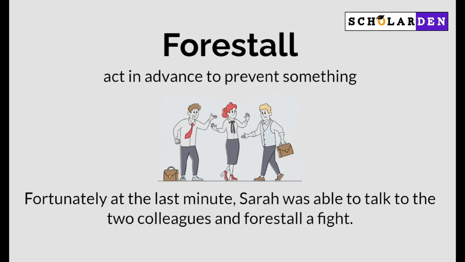Forestall. To forestall something is to act in advance to prevent something. So that prefix for can mean ahead of time, and you're sort of stalling it ahead of time. You could think of it that way. For example, fortunately, at the last minute, Sarah was able to talk to the two colleagues and forestall a fight. So she got out ahead of it, and a fight did not happen. Or you could say, in order to forestall any problems, I'd like to plan ahead.